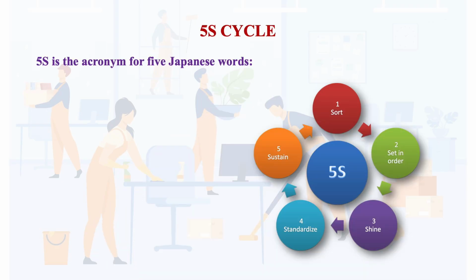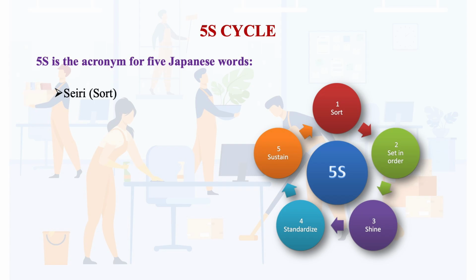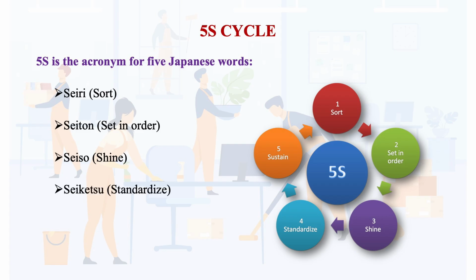The 5S cycle consists of 5 different tasks. 5S is an acronym for 5 Japanese words. Number 1 is Seiri, meaning sort. Number 2 is Seiton, meaning set in order, shown in the right side figure also. Number 3 is Seiso, or shine, polish. Number 4 is Seiketsu, or standardize.